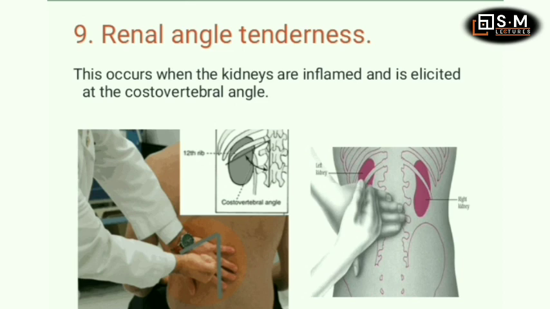If the kidney is inflamed, then the individual will feel pain. If it's only one kidney, then you elicit this pain on the normal and abnormal kidney so that you compare the two. If both kidneys are affected, then whenever you hit the first or the second one, the individual will feel pain. So tenderness in the renal angle is also a sign of renal system diseases.